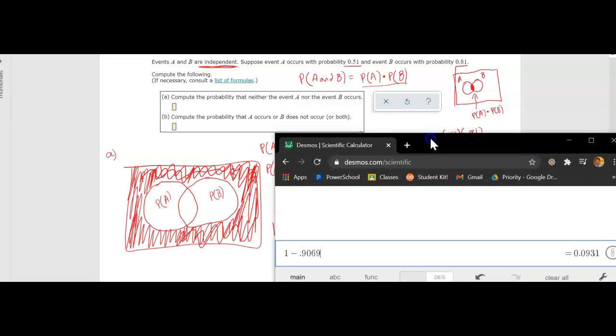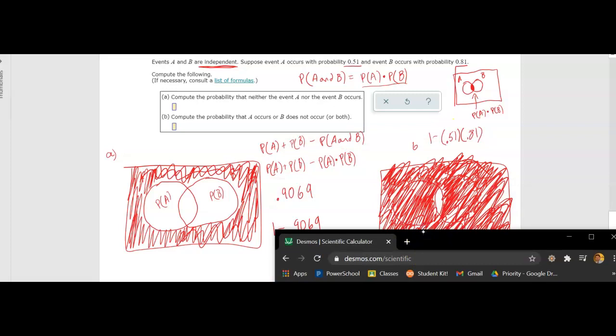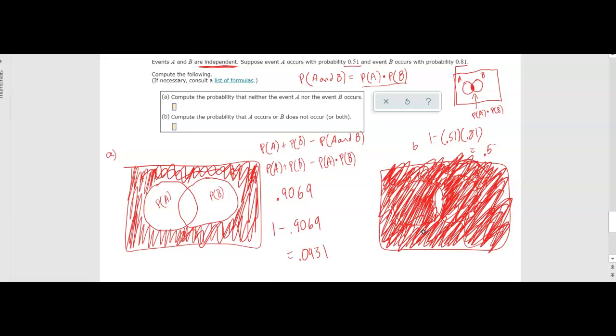So if I do 1 minus 0.51 times 0.81, we get 0.5869. The answer for this one, part B, would be 0.5869. Okay, so hopefully those examples helped you out there.